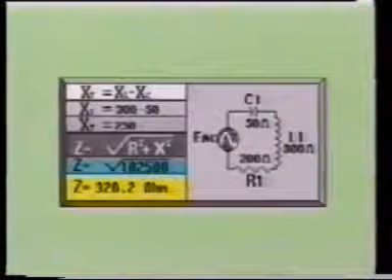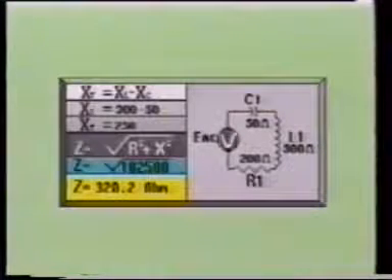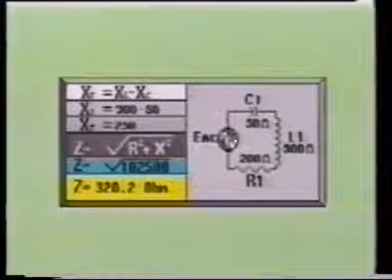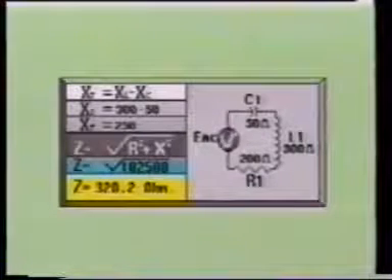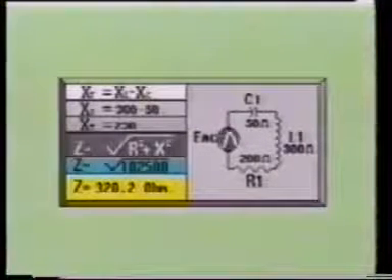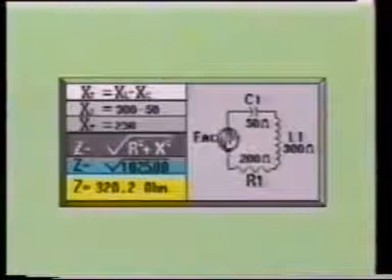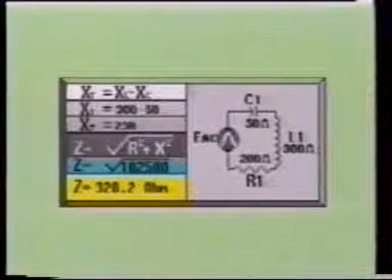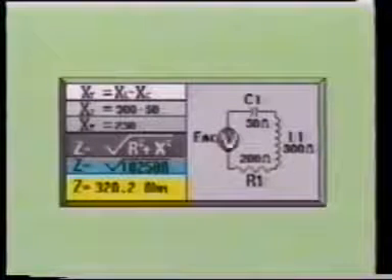Next, we square the resistive value and the reactive value, then add the two sums together. Next, we take the square root of this value. We see that the impedance of this circuit is 320.2 ohms. It is important to understand, however, that this formula will not apply to parallel LC, RC, RL, or RLC circuits.